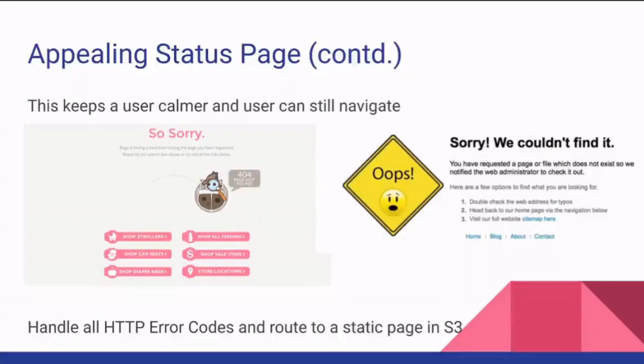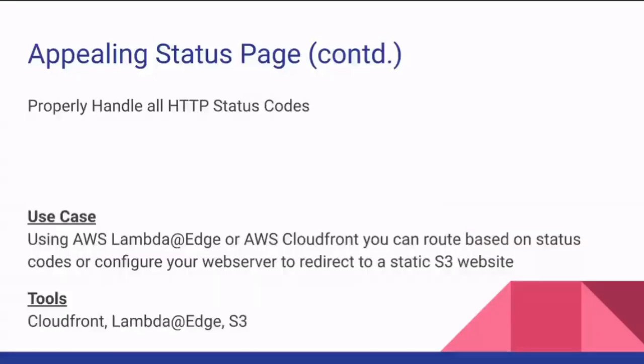So the moral here is, handle all HTTP error codes and route to a static page in S3. S3 is coming into play here because of the high availability of S3. That's why you see S3 coming into play a lot. Now, always handle your status code properly. The use case of this is using what we call AWS Lambda@Edge or CloudFront. You can actually route based on status codes or configure your web server to redirect to a static page.